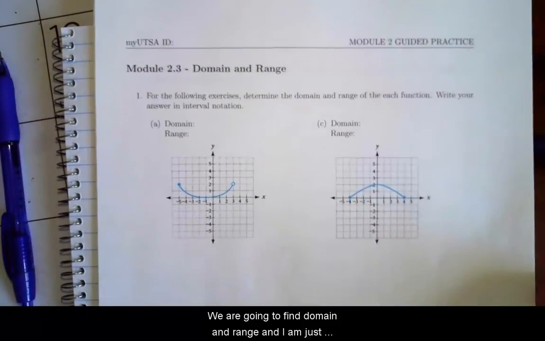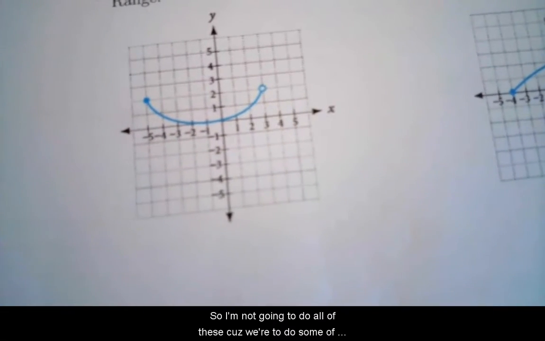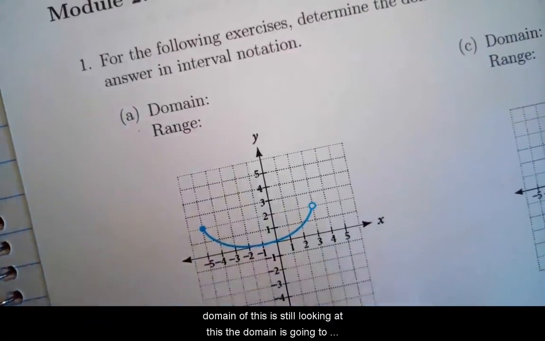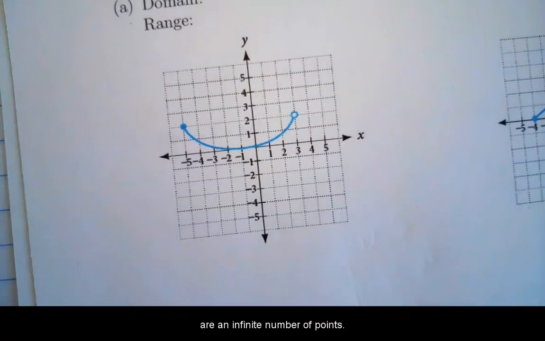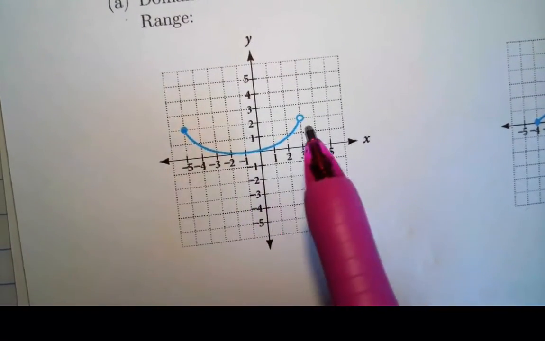We are going to find domain and range, and I am just going to write all over this thing. I'm not going to do all of these because we're going to do some of them in class, but here we go. I want to know what the domain of this is. Looking at this, the domain is going to be all of the x values that you're allowed to use. There are an infinite number of points between my ending points.